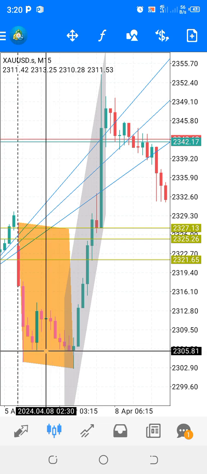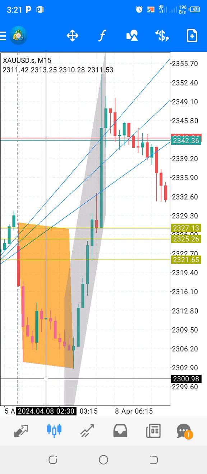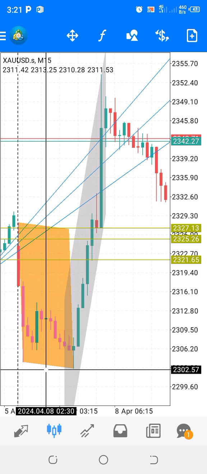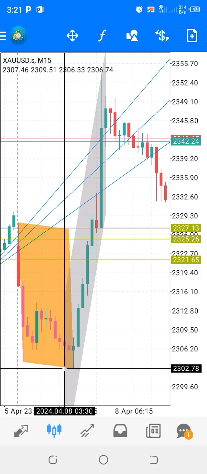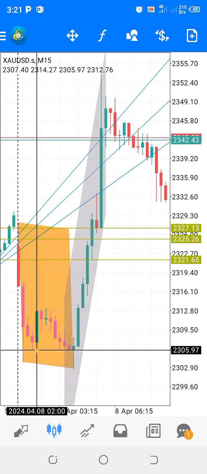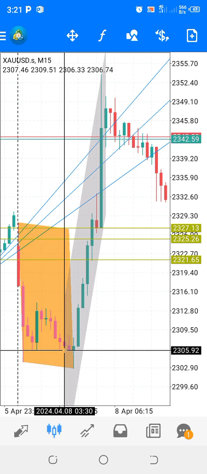And here we have the TL as 2305, which means that its expansion limit will be 2302.87. So let's look at it. 2302.87. You can see that the market did not exceed the deviation limit of this TL. So that's the point, which also shows that the market cannot continue in a downward move.